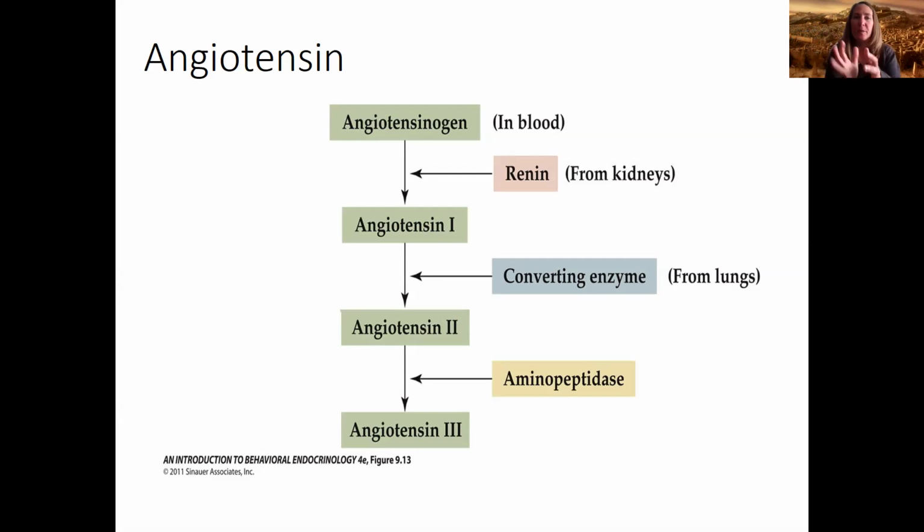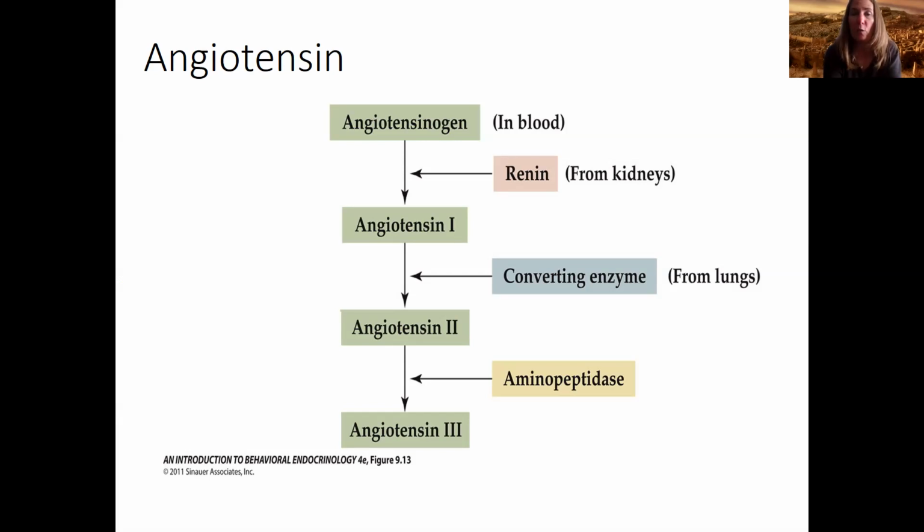This is the pathway to create angiotensin, which is a hormone coming from the blood. First we have angiotensinogen, which is always available in the blood and is produced by the liver. Then in times of hypovolemic thirst, when you have a reduction in blood volume, the baroreceptors tell the kidneys to start producing renin. Renin is a hormone released from the kidneys into the bloodstream, and it causes angiotensinogen to convert into angiotensin 1.